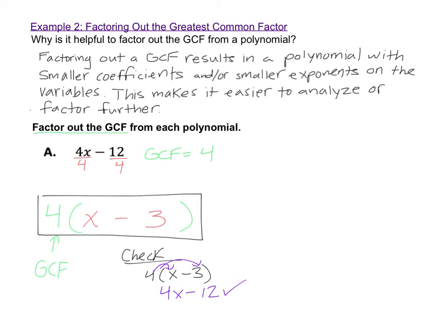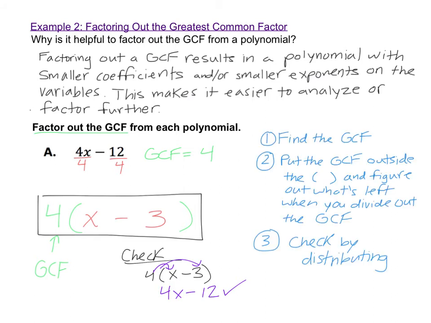Let's go ahead and write out the steps that we just used to factor out the greatest common factor from a polynomial. All right, so here are the steps that we just used. I'd recommend pausing the video and writing these steps down in your notes packet. The first step was just to find the greatest common factor of the terms. Here it was 4. Then you put the greatest common factor outside the parentheses and figure out what's left when you divide out the GCF.